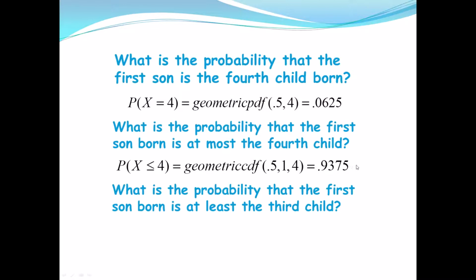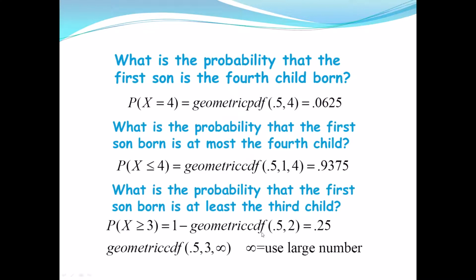All right? And then what is the probability that the first son born is at least the 3rd child? Well, that would be the 3rd or the 4th or the 5th on indefinitely. But for us, it'll be a geometric CDF 0.5 from 3 to infinity. Well, don't put infinity in there. Put some big number, like 10,000 or even 1,000, something like that.